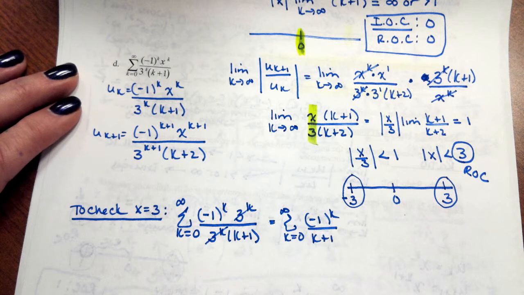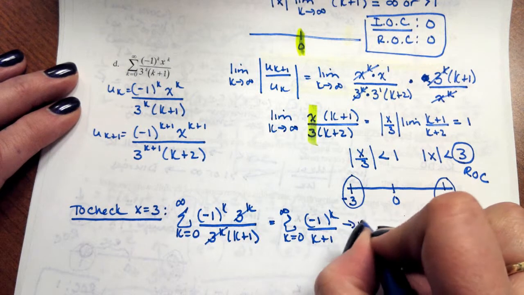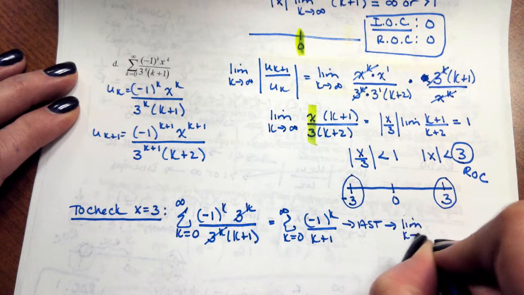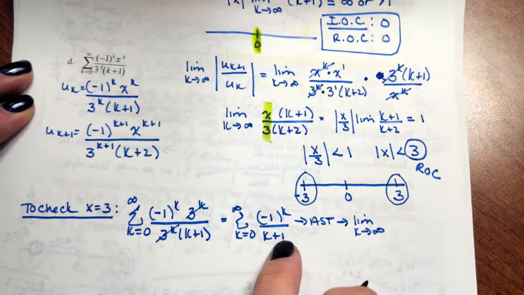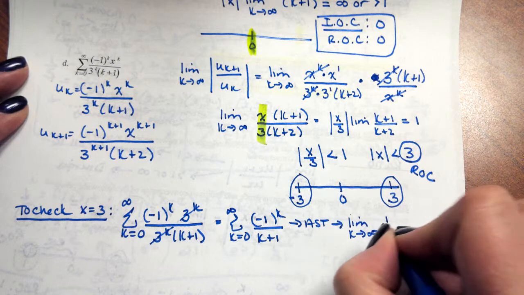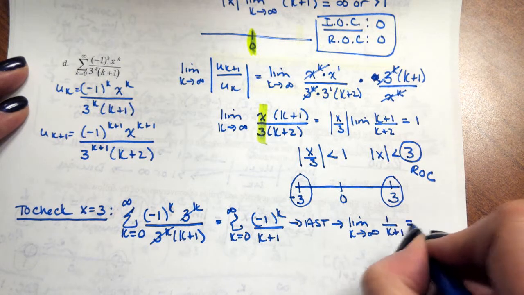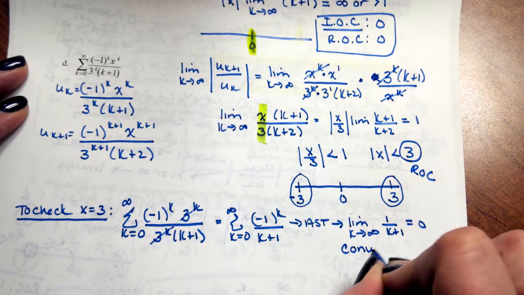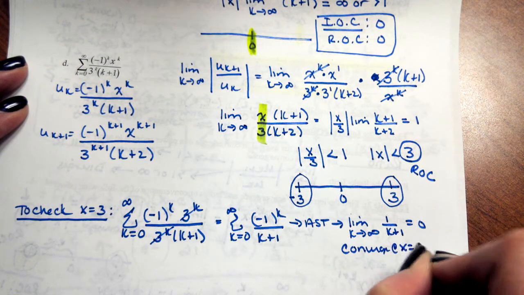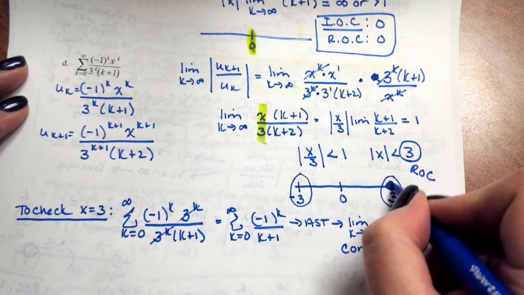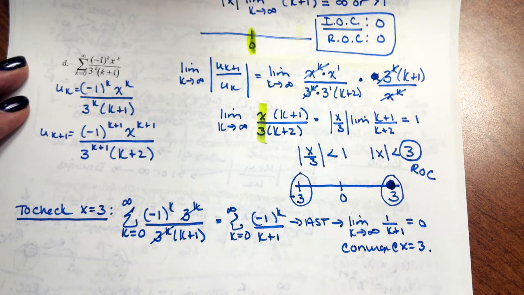So then I have an alternating series, so I can apply my alternating series test. So I want to find the limit as k goes to infinity. Again, I'm going to take the absolute value of this, strip the alternator, 1 over k plus 1 is equal to 0. So I know it's going to converge at x equals 3. So that means I'm going to include 3 in my interval of convergence.